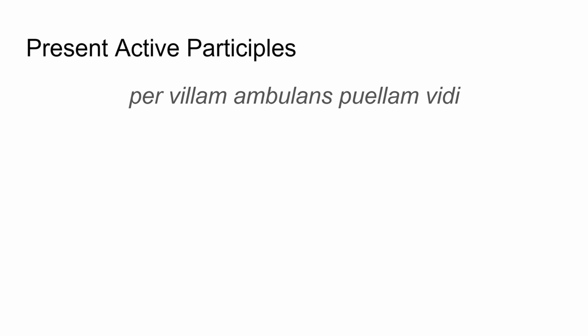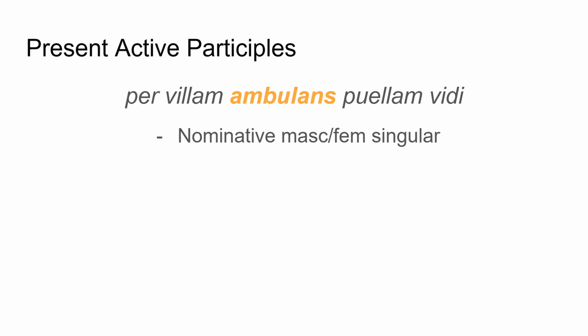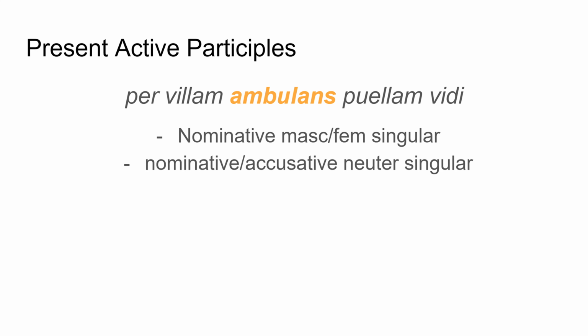Per villam ambulans puellam vidi. Now to start with, I can recognise immediately that ambulans is my present active participle. What do I know about it? Well, it could be nominative, masculine, feminine, singular. I'm not sure, because it could also be the nominative or accusative neuter singular. How do I rule it out? Well, the first thing I always do is check my verb. Vidi means I saw. Now this is unlikely to be something that's neuter. So I'm going to rule out neuter nominative for now, but could still be neuter accusative.